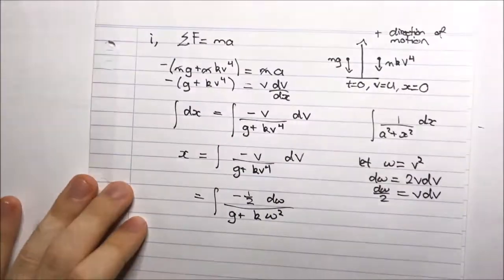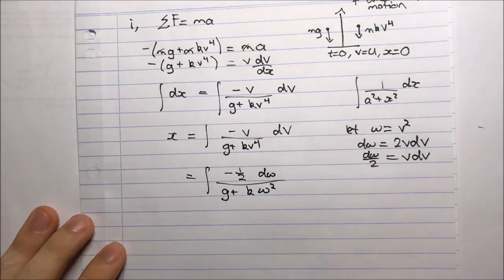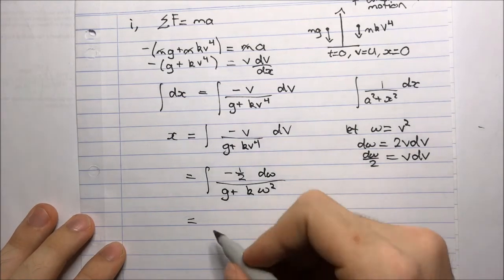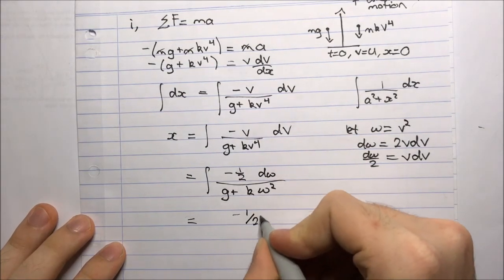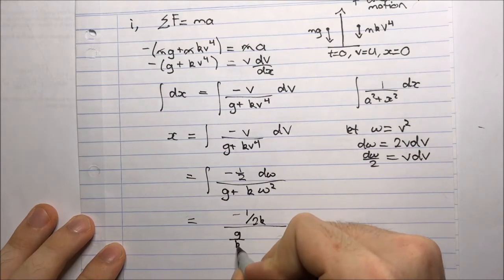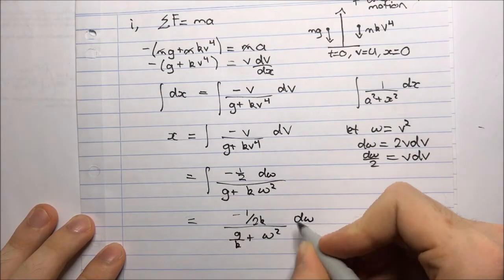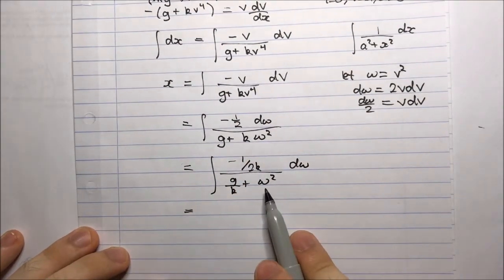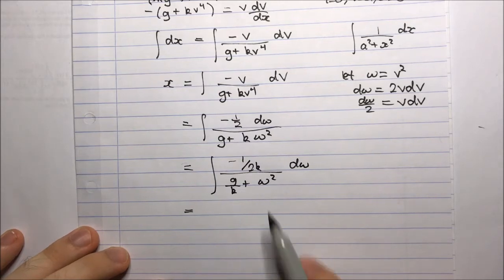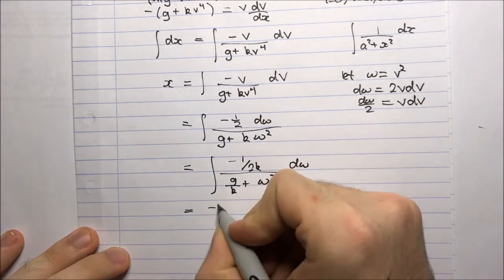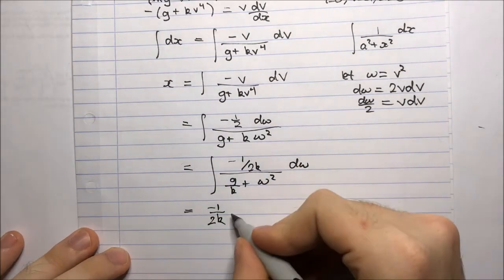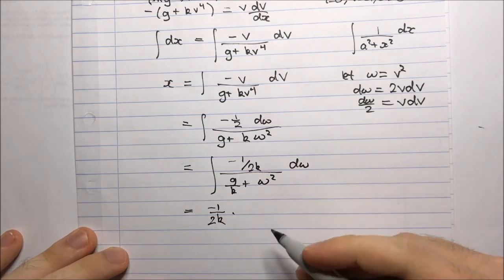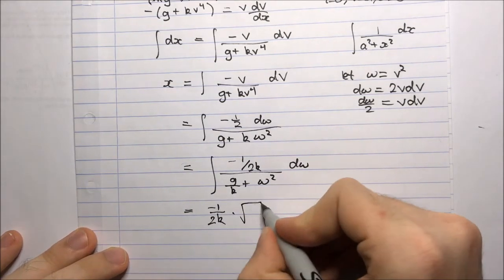G plus kw squared. All right. Now let's just divide the top and the bottom by k. And I will get negative 1 on 2k over g on k plus w squared dw, and that's my integral. All right. Now I have a standard form of the tan inverse. So it's going to be this, which is a constant, taking it out. Then it's going to be 1 on a. Now what is a? A is the square root of g on k. So 1 on a is going to be the square root of k on g.